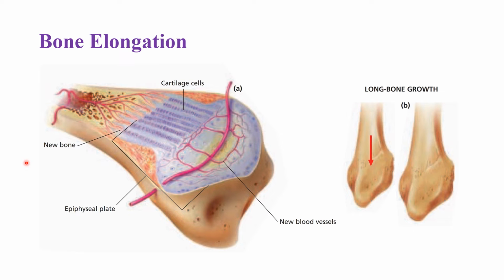This is the figure of the epiphyseal plate. It's a long bone. This region is the epiphyseal plate. Okay, so this one is new bone. This cartilage is replaced by bone, so it's a new bone. Again, when bone elongation happens, new blood vessels are formed. This is cartilage cells. So you can see here long bone growth. This is the direction of the growth of long bone.